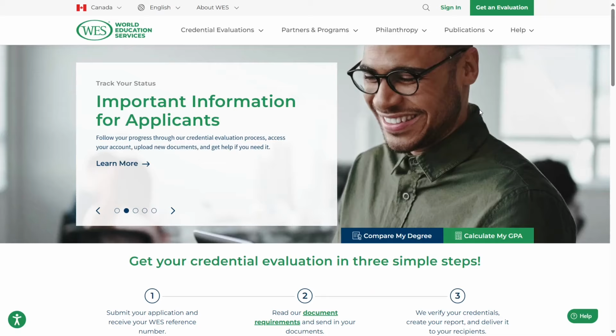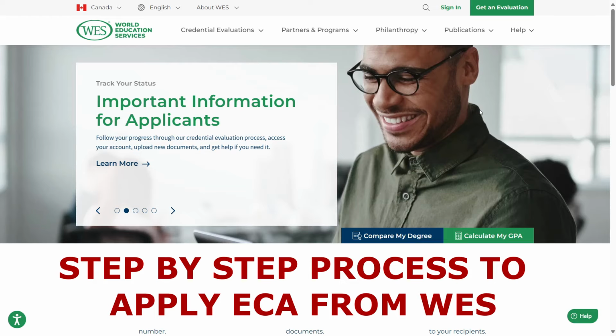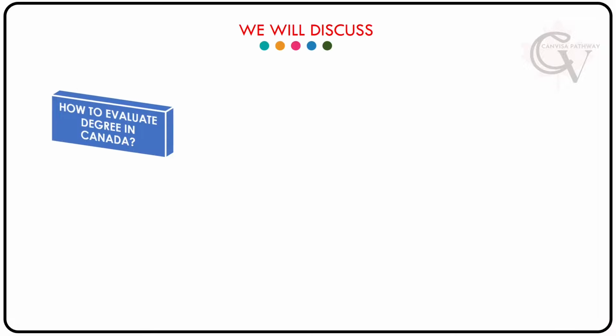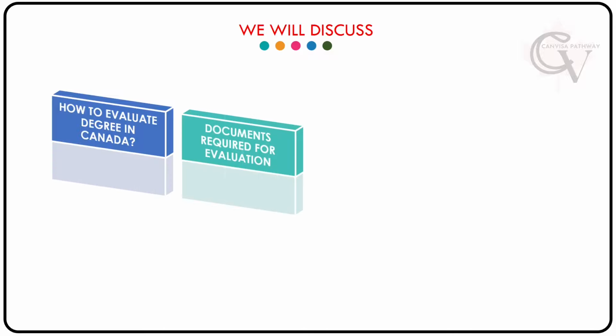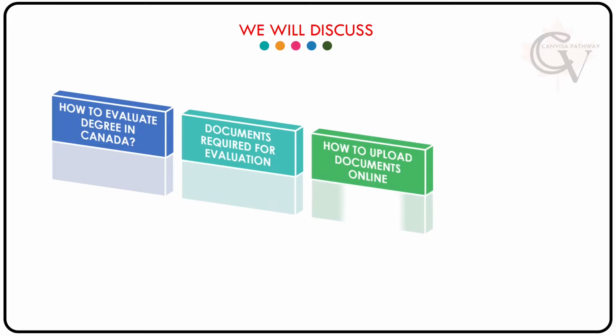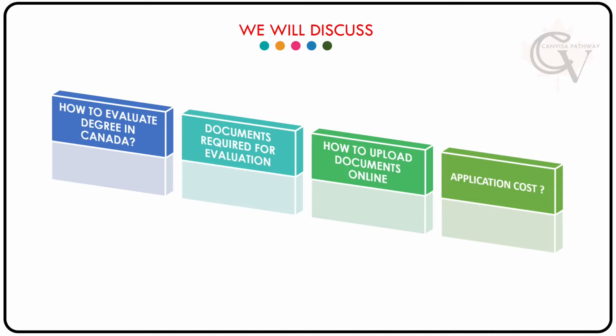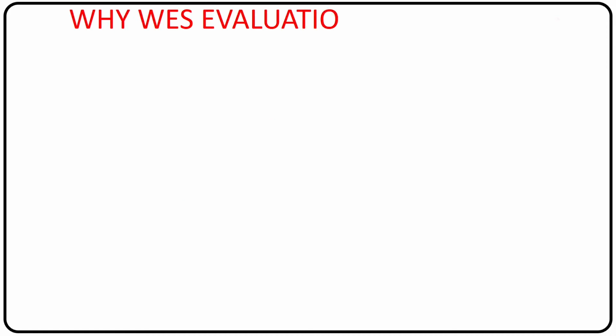In today's video, I am going to explain a step-by-step process on how to apply for ECA, which is known as Educational Credential Assessment, from WES. In this video, we will discuss how you can get your degree evaluated here in Canada, which documents you are required to have to evaluate your education, how to upload them online, and what is the cost associated with this whole process. Now the question comes to mind, why is WES evaluation required?